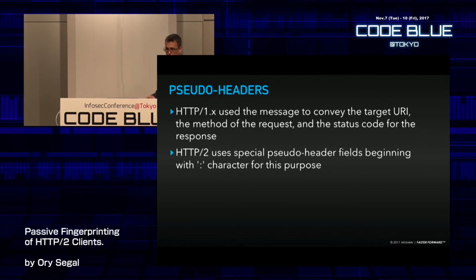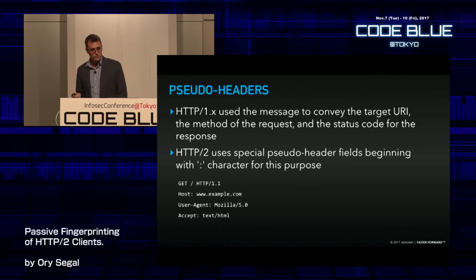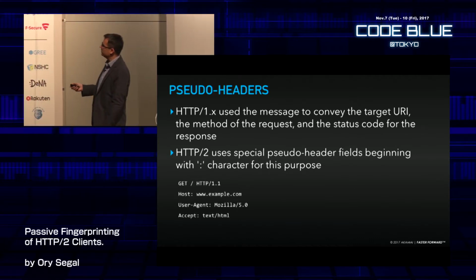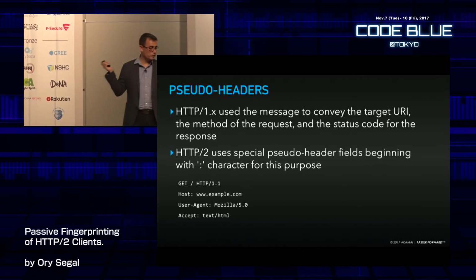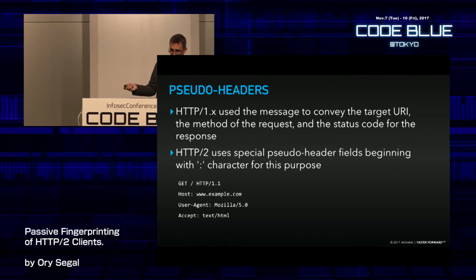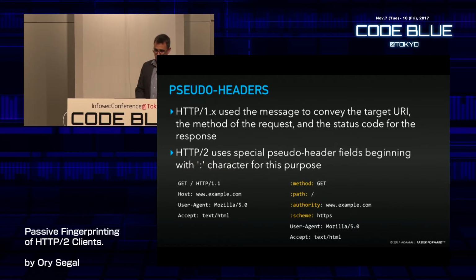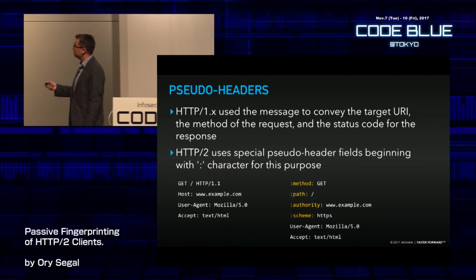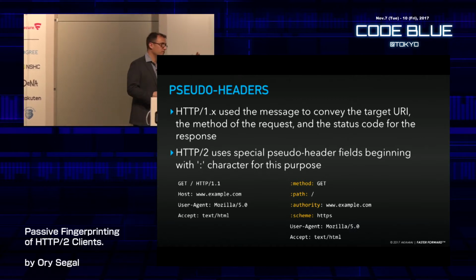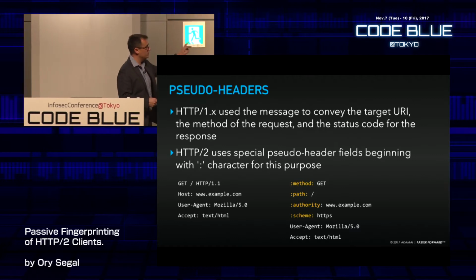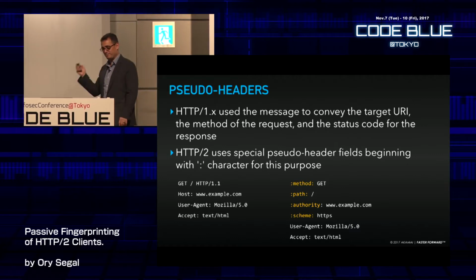Instead, we use what's called a pseudo-header field, which is prefixed with a colon. So again, I hope you're all familiar with this simple example. This is a GET slash with HTTP 1 to example.com. How would that look with pseudo-headers in HTTP 2? Like this. There's no request line. There's the method, the path, the authority, that's basically host, and the scheme. And then the rest of the headers, which don't include the colon at the beginning.